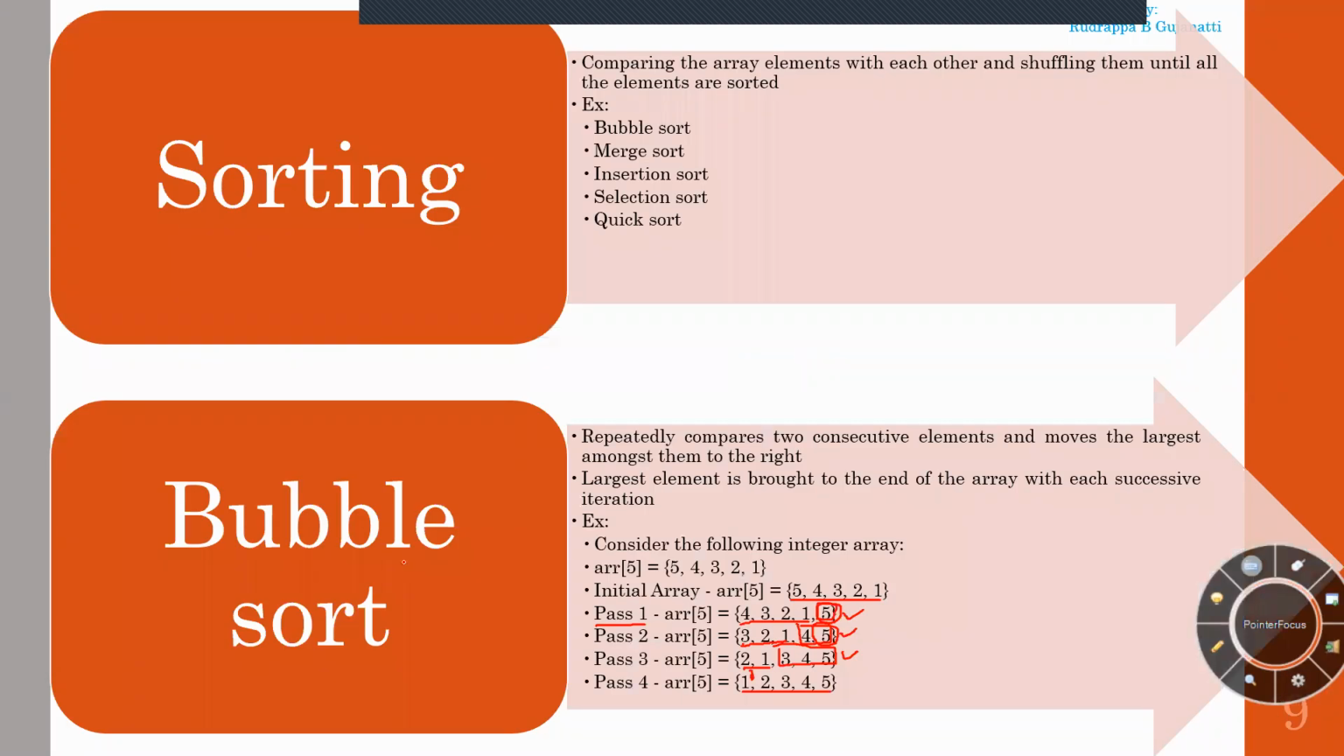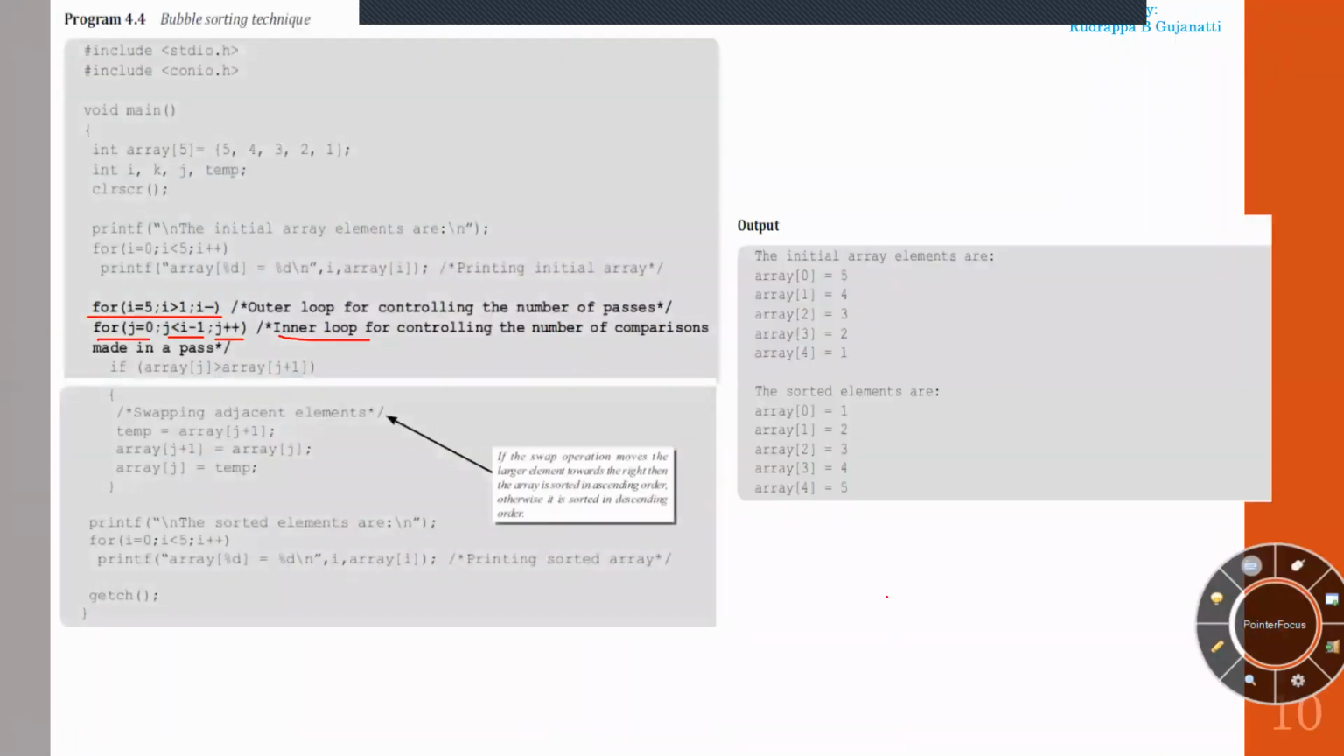So here, the initial array was 5, 4, 3, 2, 1. Now this is given as input to this case. Now in the first pass, j is initially 0. Now what you do is you compare these two elements, the 0th and the first element. So that is what you're doing over here.